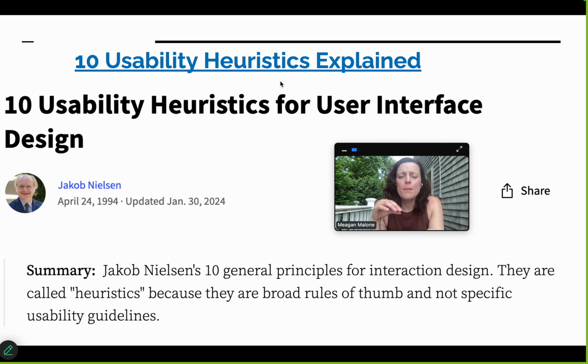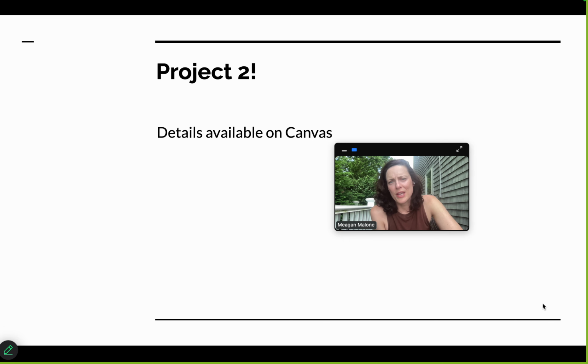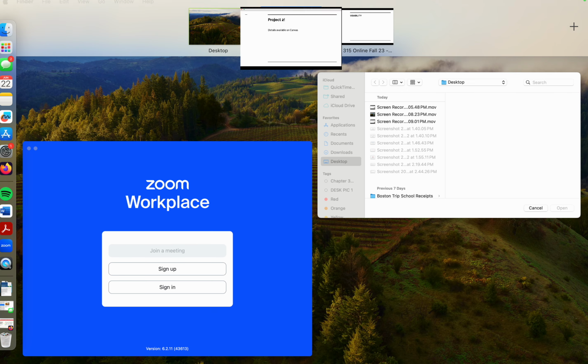But these are 10 principles for interaction design. And we're going to look at them in just a second as I explain to you what your project 2 is going to be. So let's go to Canvas.